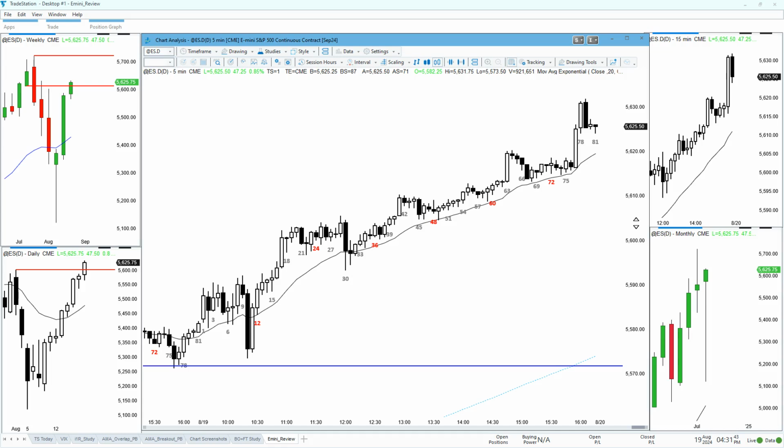I'm going to talk a little bit about bad signal bars. But first of all, in order to understand what a bad signal bar is, we have to know what a good signal bar is. And that's kind of the fundamentals of price action.